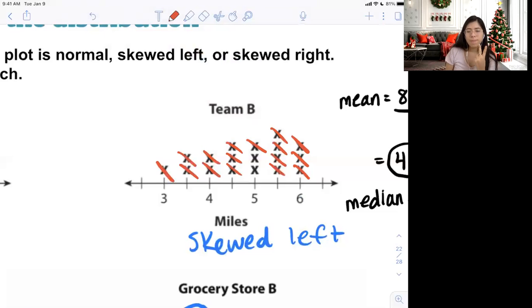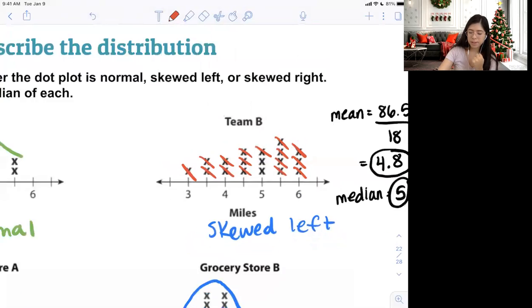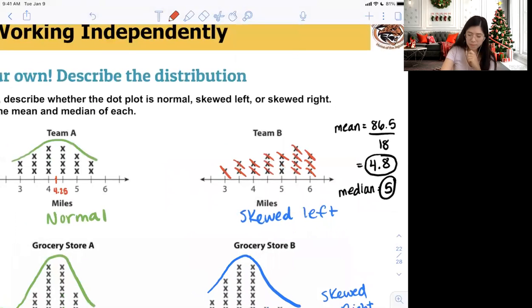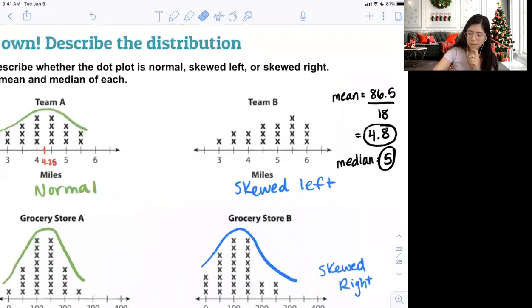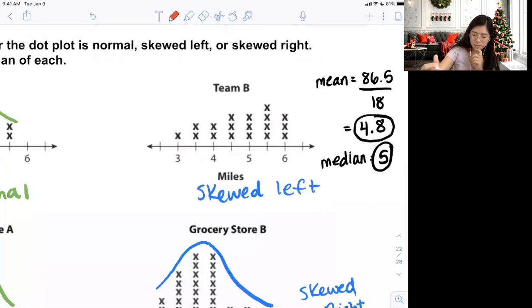Two 5s. So that's my 2 middle values. That means my median is 5. Now, which one is bigger, the mean or the median? The median, right? The median is at 5, and the mean is a little bit below that, 4.8. That's another reason they call it skewed to the left, because the mean is on the left of the median.